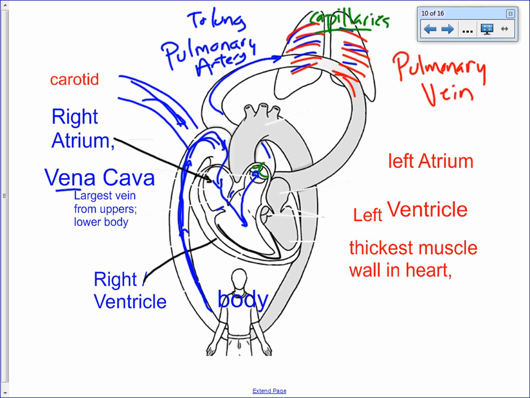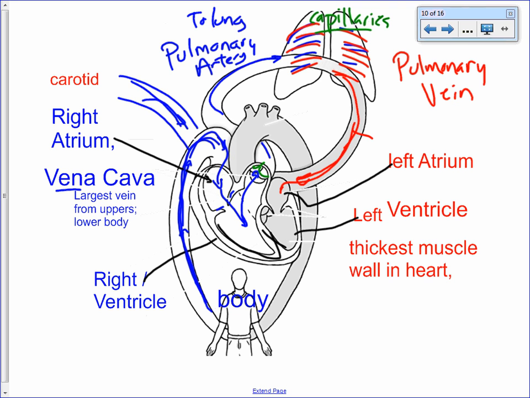So then we have leaving the lungs with oxygen-rich blood, but it's going into the heart, so it's a vein. This is the pulmonary vein. Goes into the left atrium here, and from the left atrium to the left ventricle.